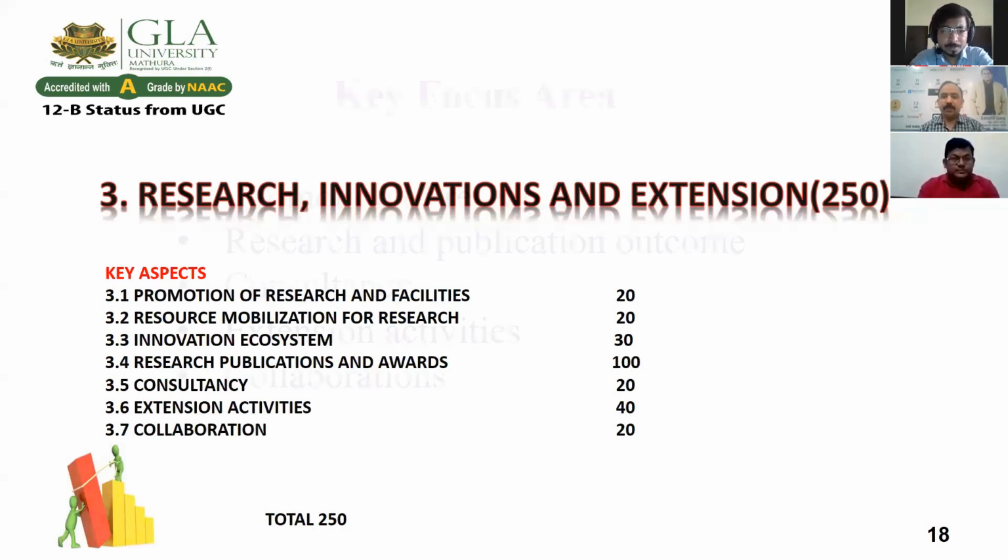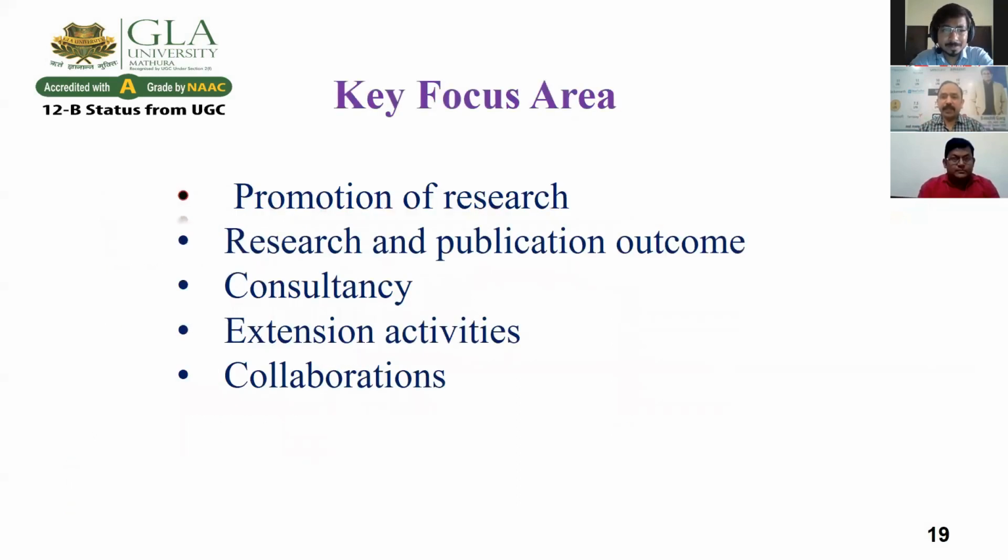So the key focus areas: I just want to see promotion of research, whether the institute or the organization or HEI promotes research or not. The research publication outcome, what is it? Like quality, are your research papers in quality journals or not? They have marks for all those things: of whatever number of papers you have, how many are good quality or weak quality.